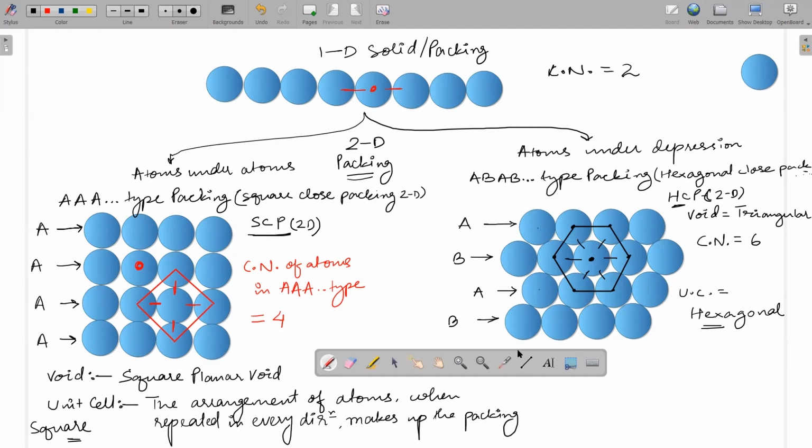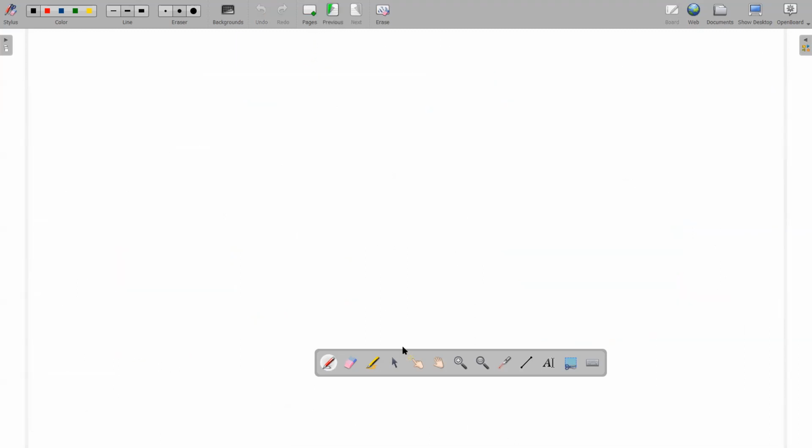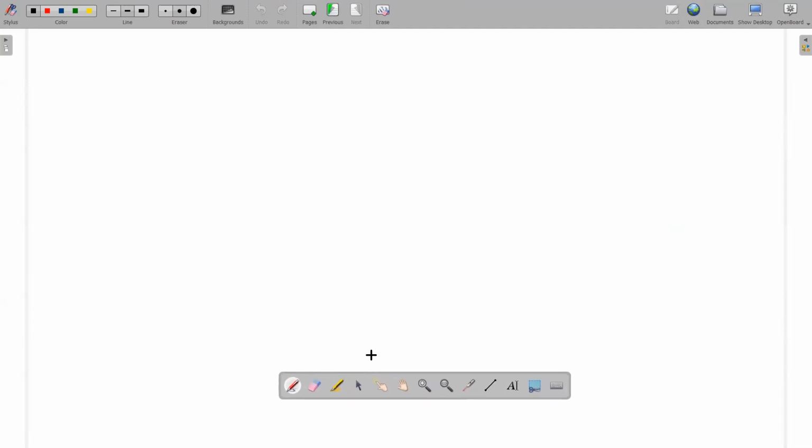Now remember one thing. As soon as we have identified the unit cell, we will be only dealing with the unit cell. If I want to talk about anything about AAA type packing, I will be talking about its unit cell. The only thing which is our responsibility is the unit cell, and we will study the unit cell from now on of the 2D packings, the 2D solids, the AAA type and ABAB type.